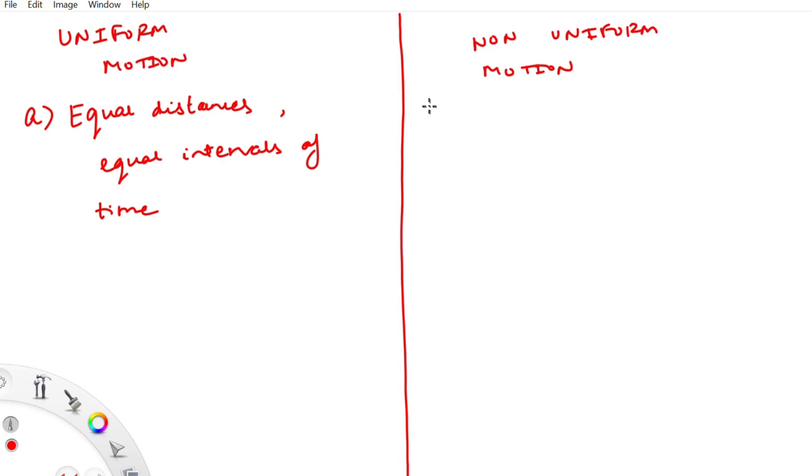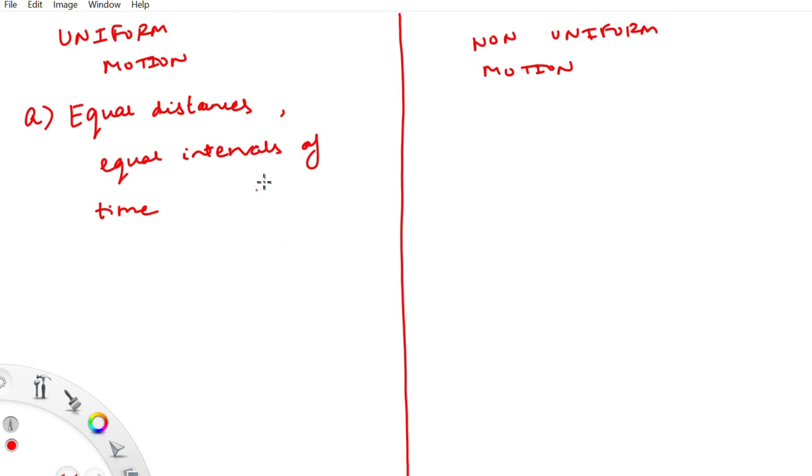For example, you start off from some random point. Let's say you start off from home and you have to reach school. And let's say the distance between your home and school is 12 kilometers. And you are basically covering 1 kilometer in 5 minutes. And you follow that pattern. So you cover 1 kilometer in 5 minutes, then 2 kilometers in 10 minutes, then 3 kilometers in 15 minutes. And consequently, a pattern is formed, a uniform pattern is formed. So that kind of a motion is called as uniform motion.